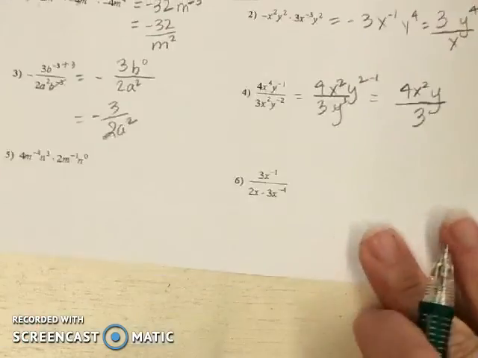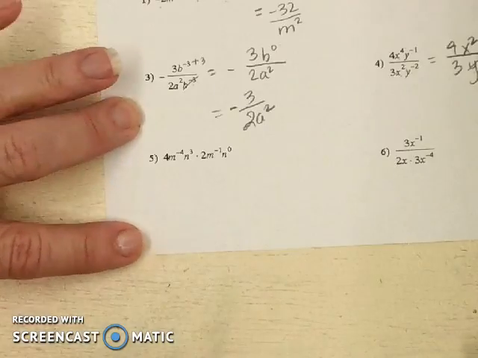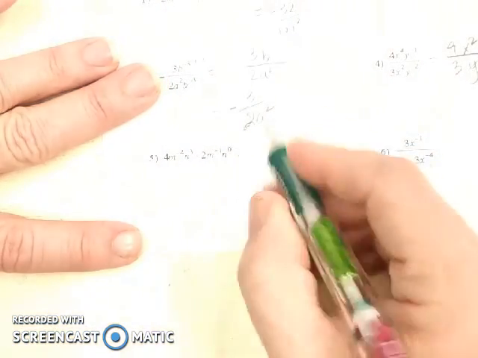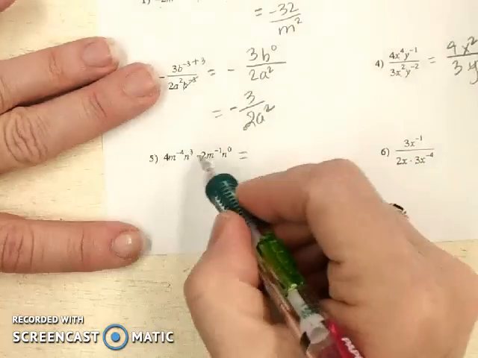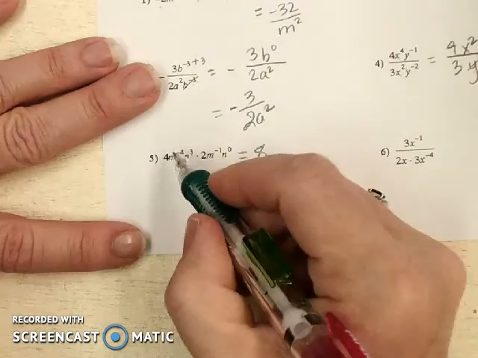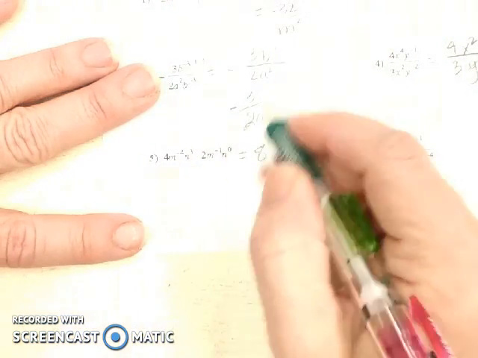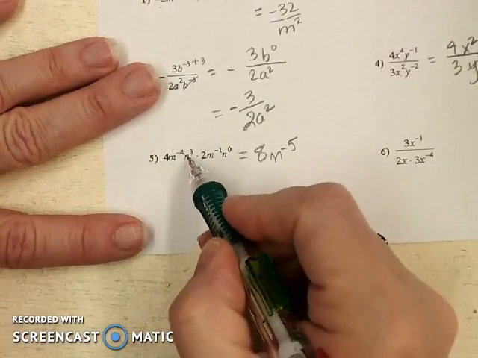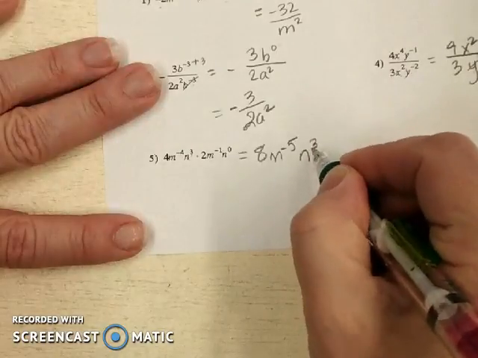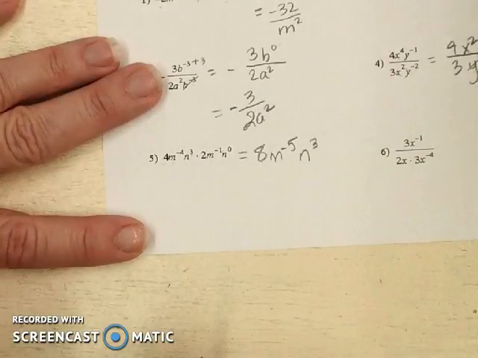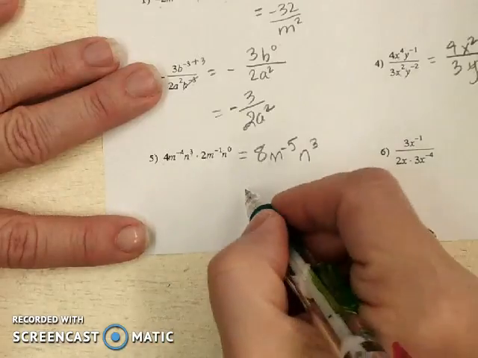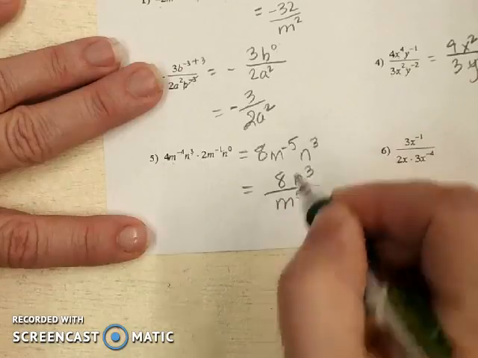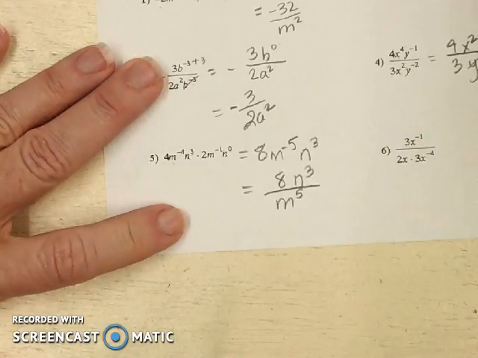On number 5. 4m to the negative 4m cubed over 2m to the negative 1n to the 0. So 4 times 2 is 8. When you multiply, you add. So negative 4 and negative 1 gives me negative 5 on my exponent for m. And 3 plus 0 is 3, so that's n cubed. I have a negative exponent, and I want to make it positive. So that m to the 5th is going to drop down to my denominator, and it'll become a positive exponent.